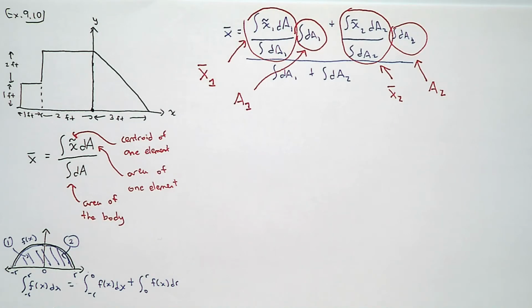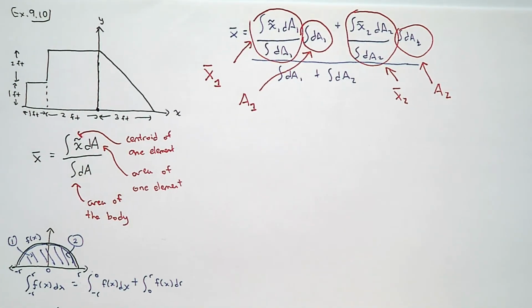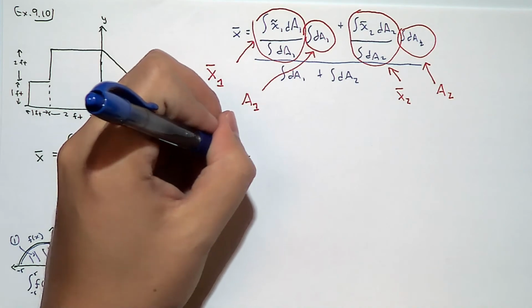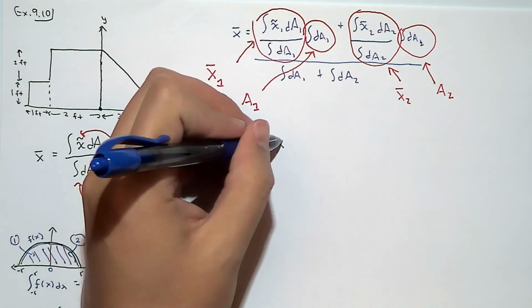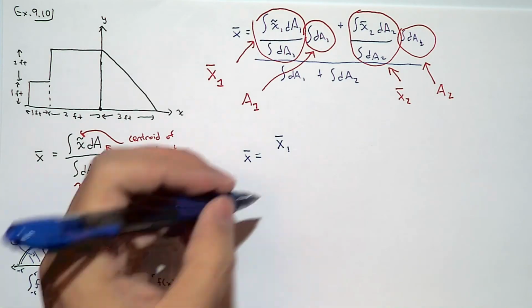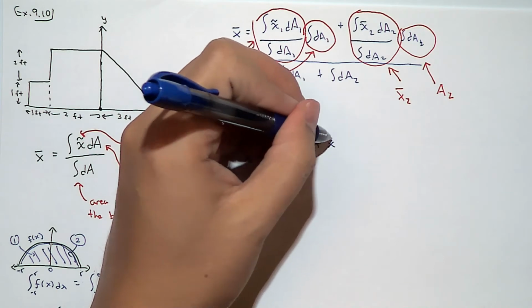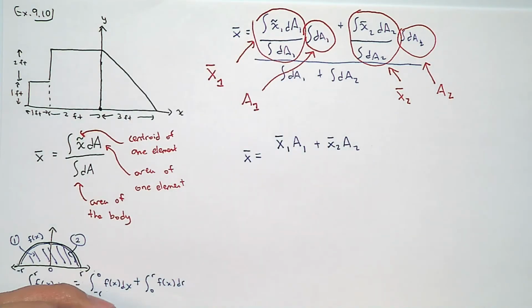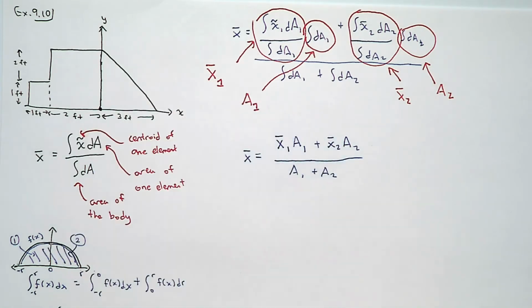And believe it or not, this actually gives us a very simple way of finding the centroid of a composite area like the area I have drawn here. Because now I can say that for a composite area, the centroid x bar can be found by taking the centroid of the first segment times the area of the first segment, plus the centroid of the second segment times the area of the second segment, divided by the sum of the areas of the two segments.